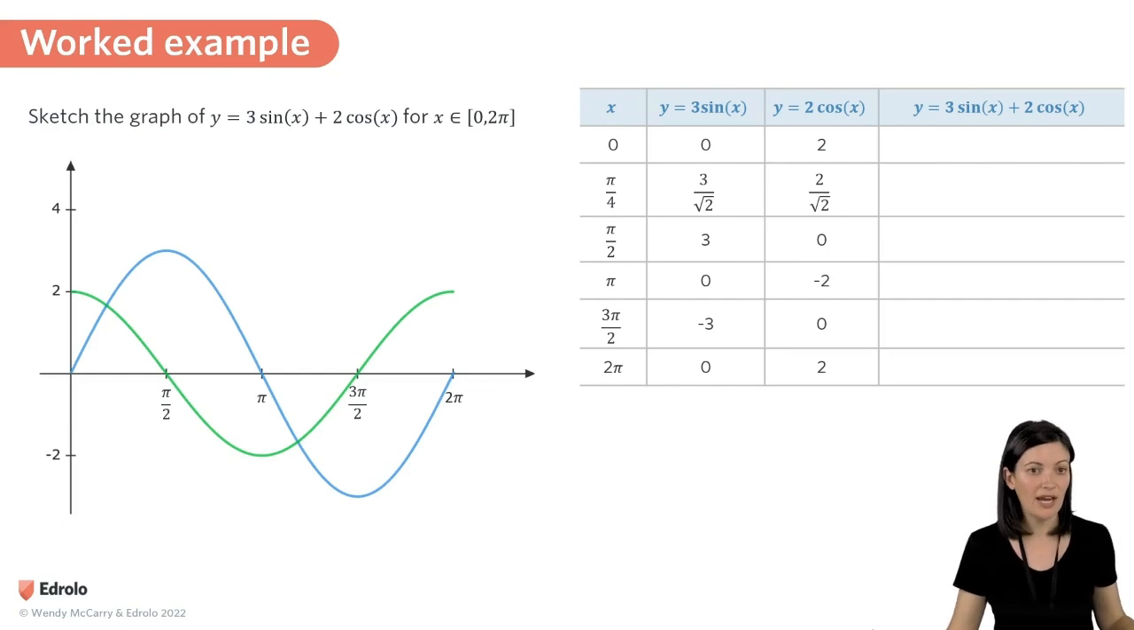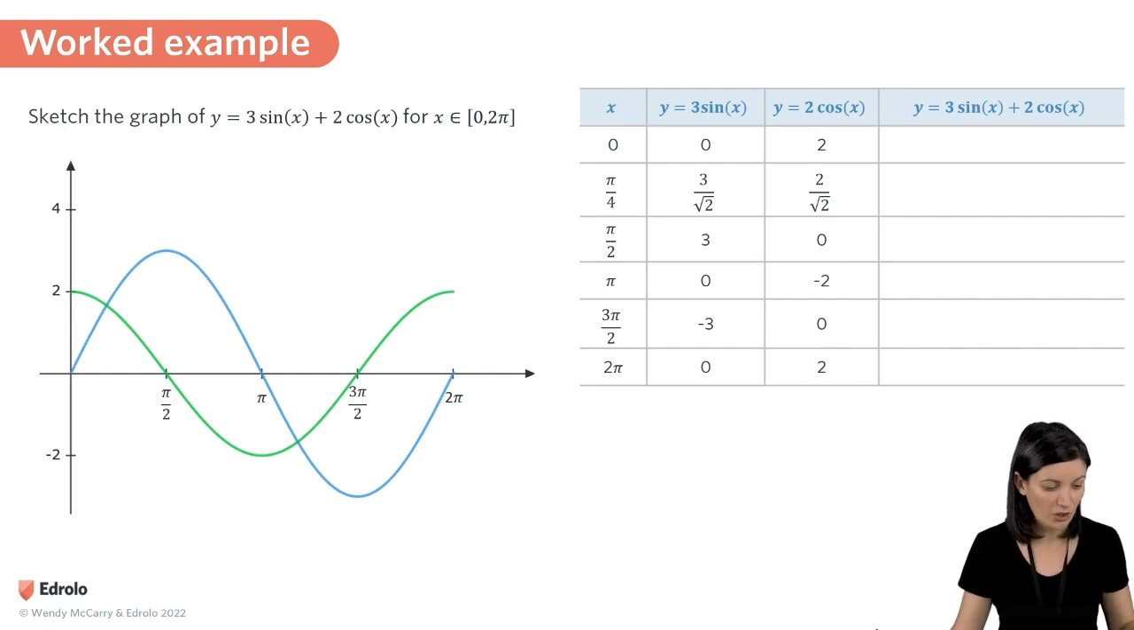Okay, so here we want to sketch the graph of y equals 3 sine x plus 2 cos x. And what I've done here, first of all, is just drawn for you 3 sine of x, our blue curve, and 2 cos of x, the green curve there. Now I've already done the x and y coordinates for each of these two graphs, so we can see how this is done.